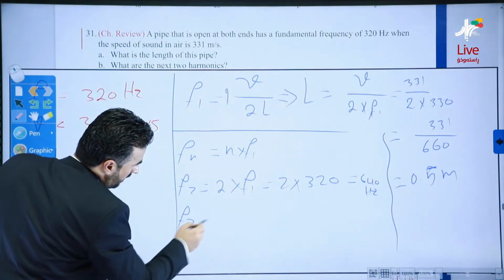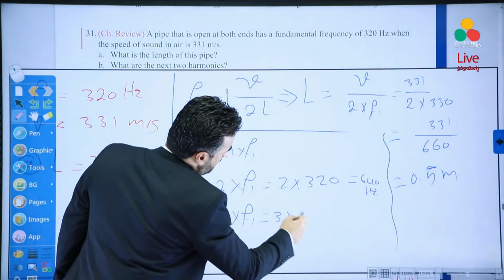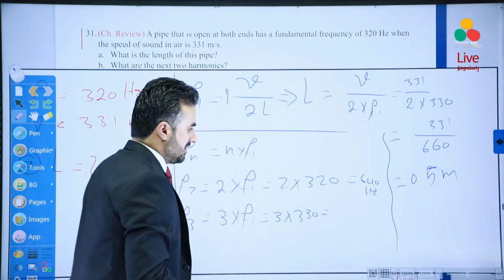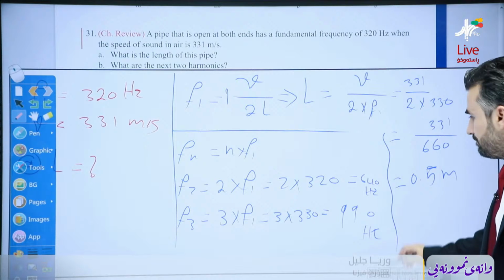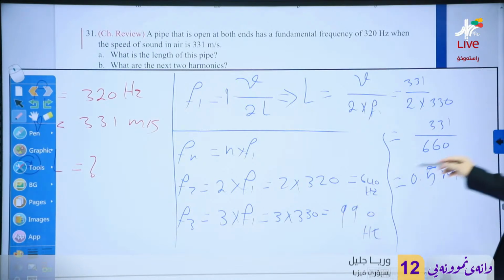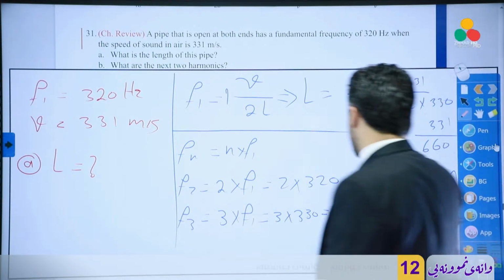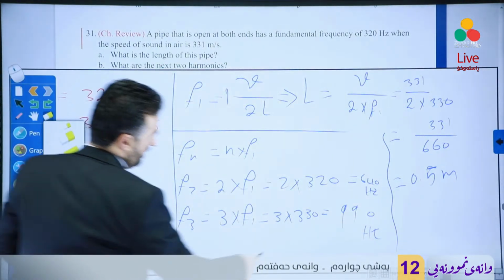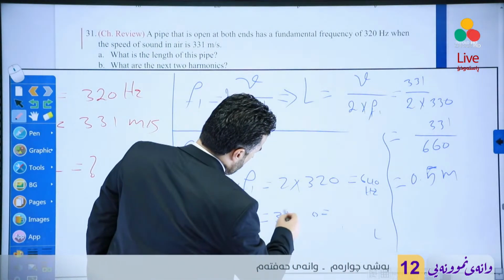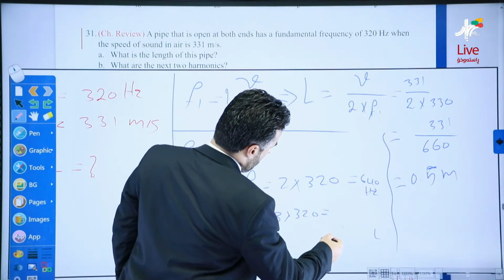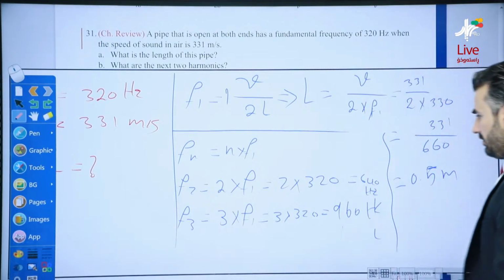What about the third harmonic? Can we just say 3 times the fundamental frequency? Yes, in this case, 3 times 320, which is going to be in hertz as well. So this is how it is done. Oh, my bad. This is 320, not 330. So let's erase this. I felt like something was wrong. All right, so 3 times 320 in this case is going to be 960 hertz.